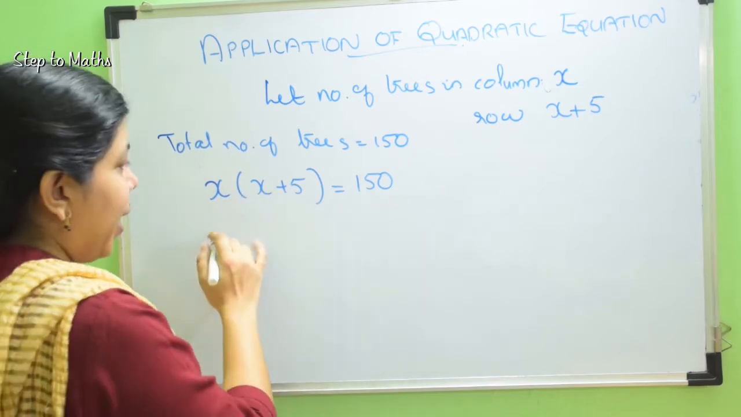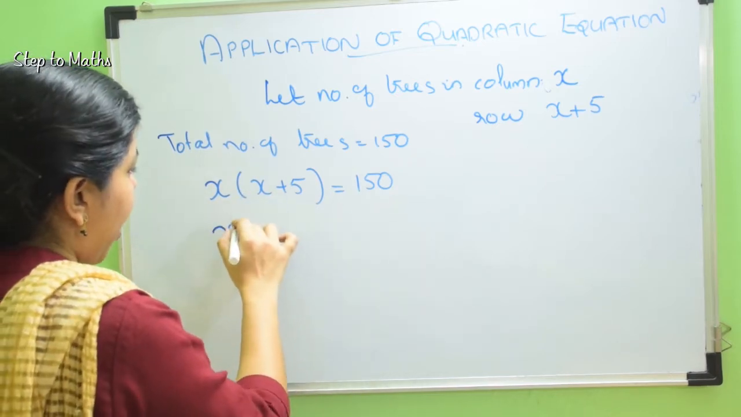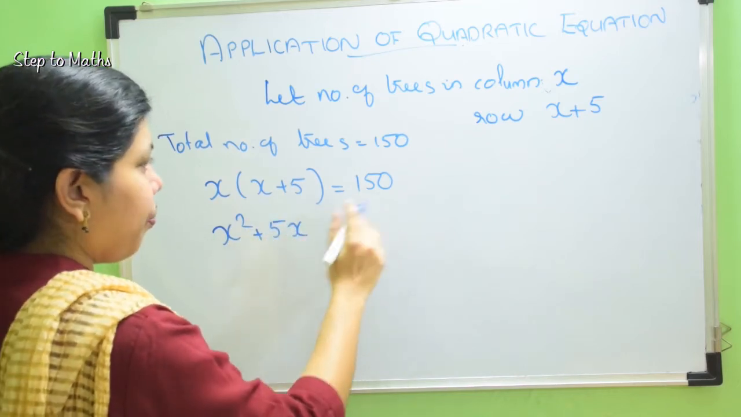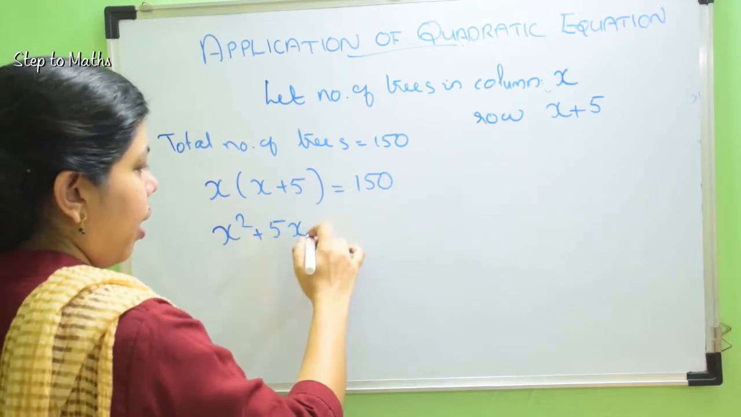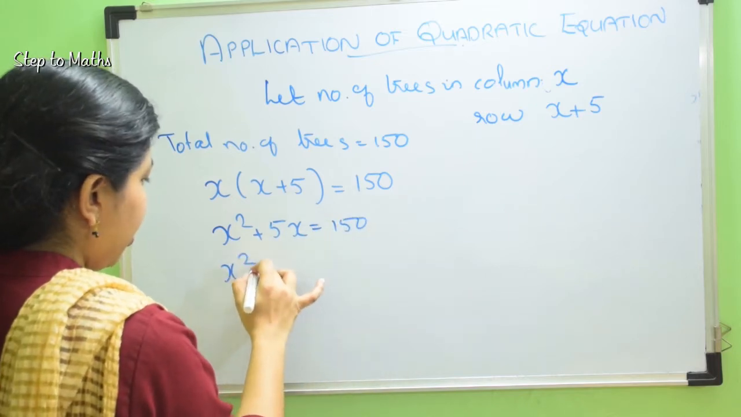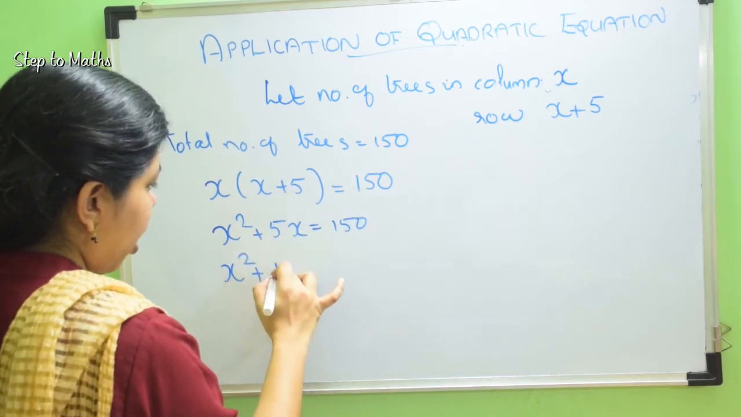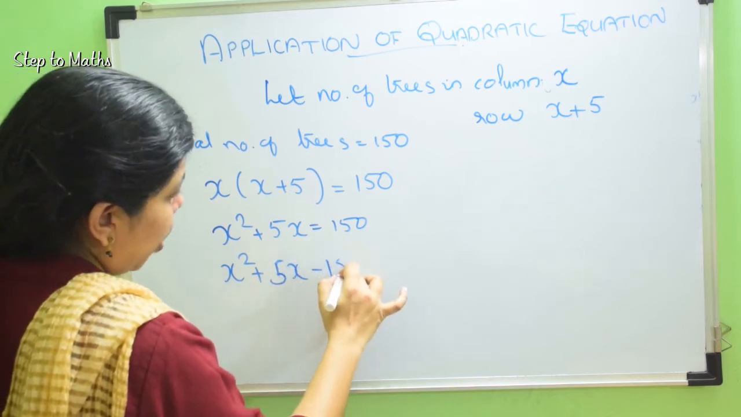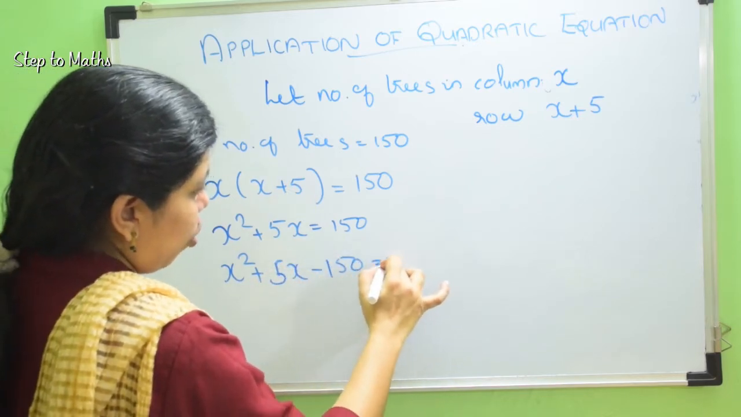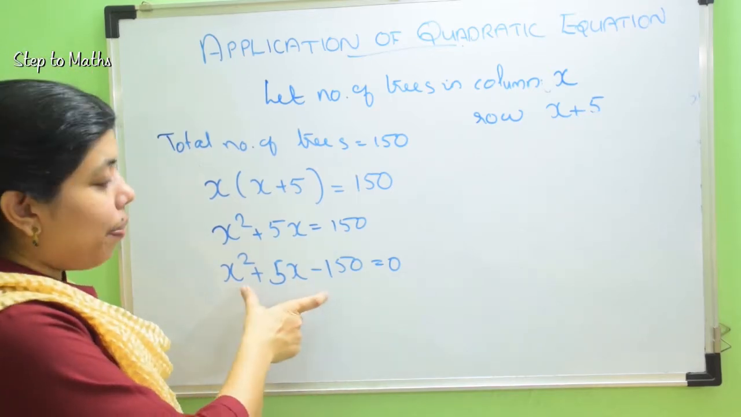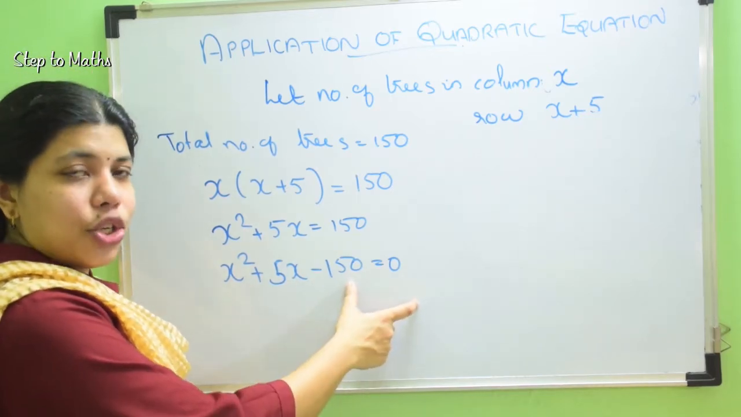If we remove the bracket, then this becomes X square plus 5X equal to 150, and we can rewrite it as X square plus 5X minus 150 equal to 0. Now we have formed the quadratic equation: X square plus 5X minus 150 is equal to 0.